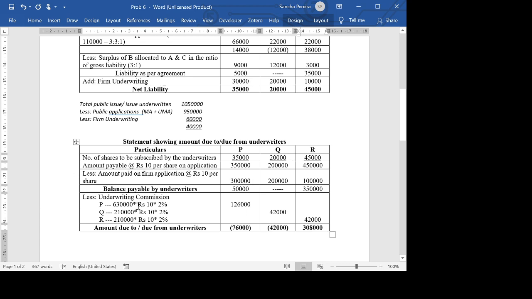Then we check what the company has to pay the underwriters, which is the underwriting commission. And finally we see who has to pay whom. In case of P and Q, the company has to pay the underwriters. In case of R, R has to pay the company.